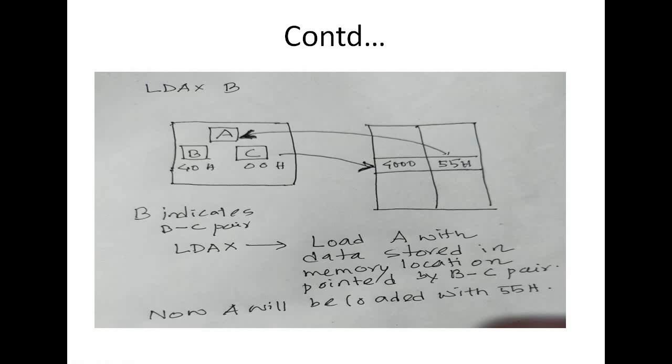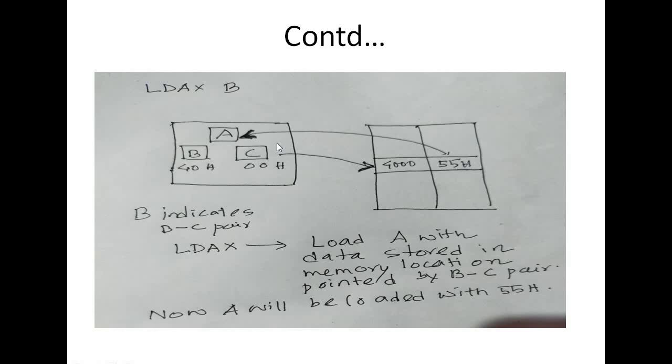Understood? What does LDAX B mean? Should I repeat? As soon as it finds LDAX B, it will see that the BC pair is loaded with 4000H. Then the processor will understand that it has to access the memory location 4000H. So it will go to memory location 4000H, and there it will see that there is some data 55H. So this data 55H will get loaded into the accumulator, right?